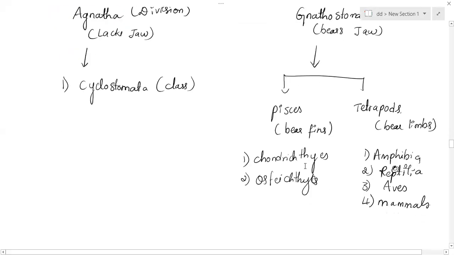Okay, in the Pisces, the cartilaginous fish will be there, and then the bony fish will come. And in the tetrapods, all will have limbs.